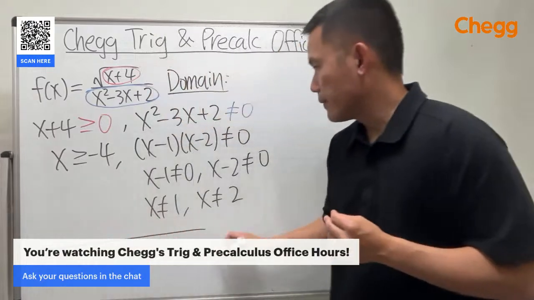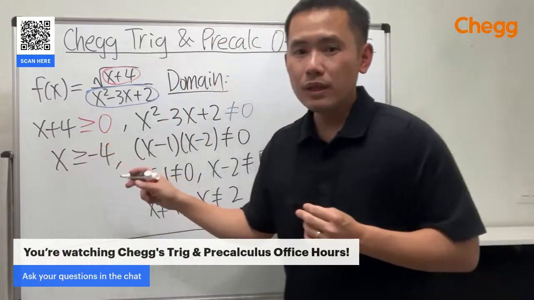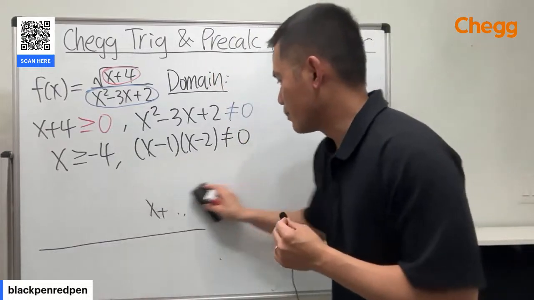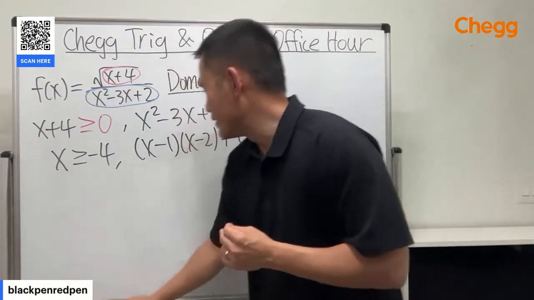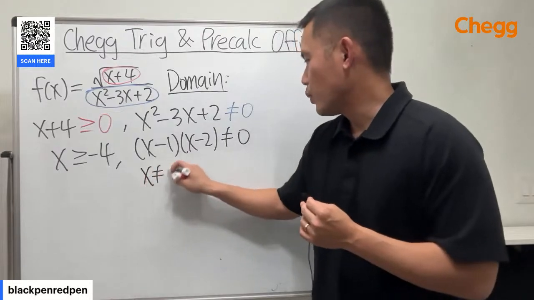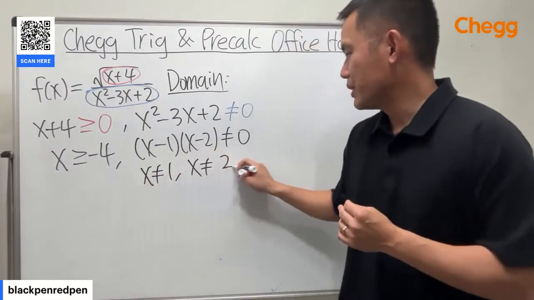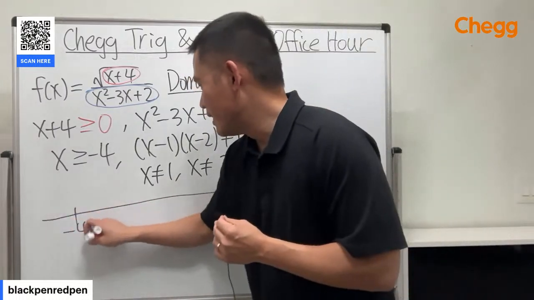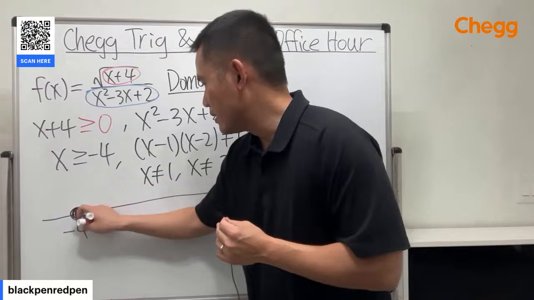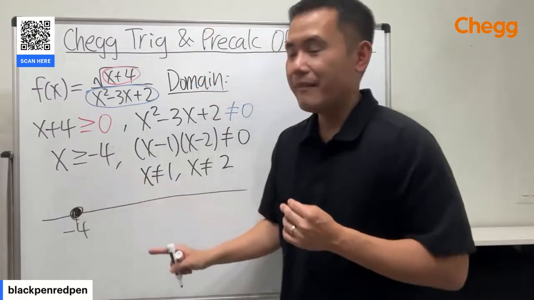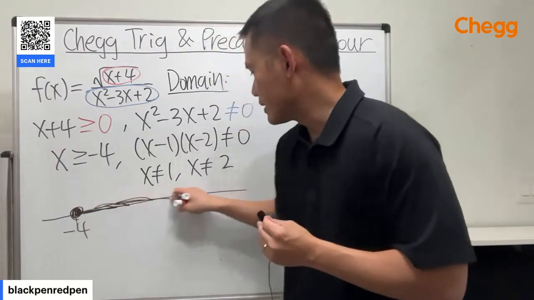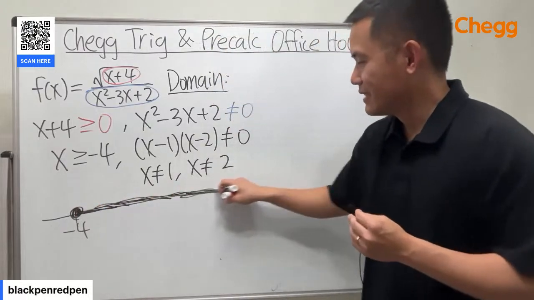So if you look at the number line real quick, starting with the inequality, that's what I would recommend. Here, let me erase this so I can bring the number line up a little bit. x cannot be 1, x cannot be 2. And then let's just go ahead and draw a number line here. Here is -4, closed circle, because we have the equal sign. And we are going to go to the right. So you just go all the way to the right.